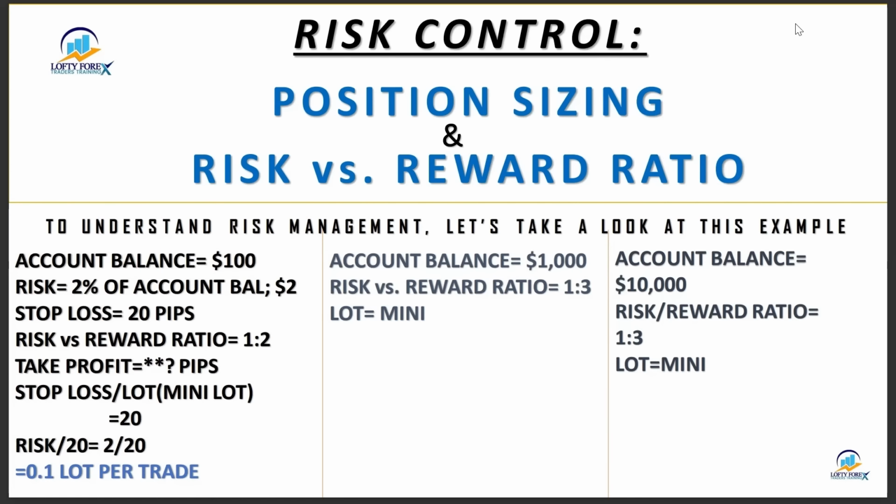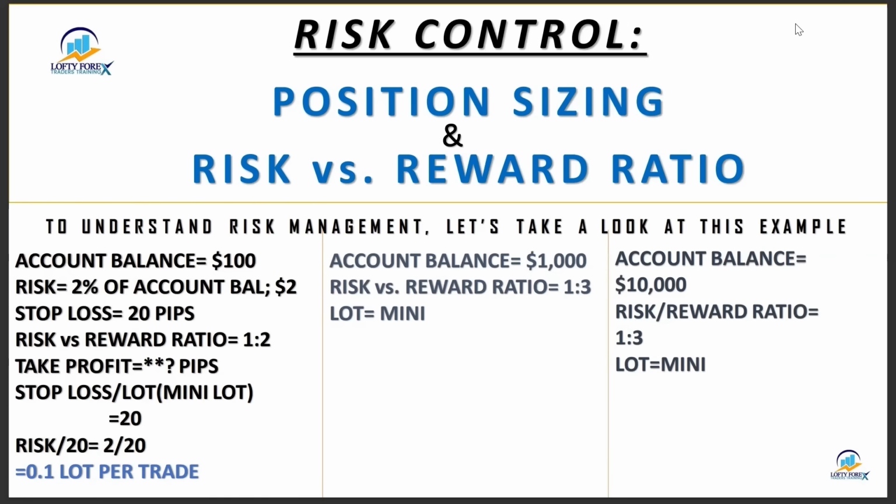Risk reward ratio 1:2 means if I'm risking $20, my potential profit should be times 2 of it, which is $40. Now, stop loss divided by your lot size, you should be able to know which kind of lot size to use. So this, I'll say it's an error.